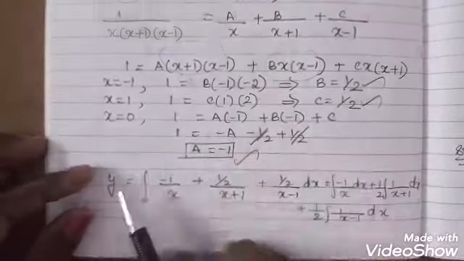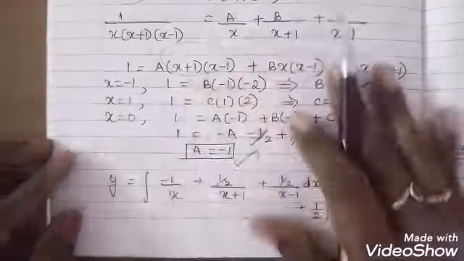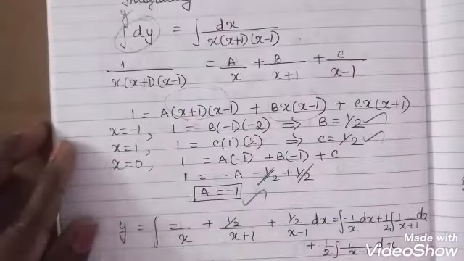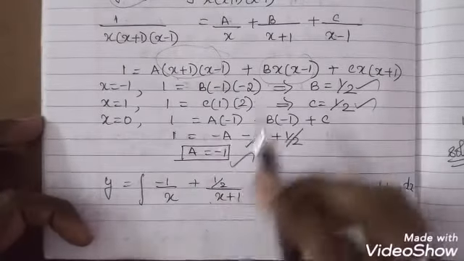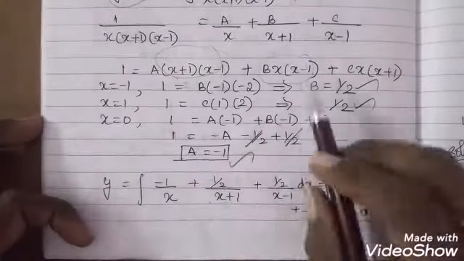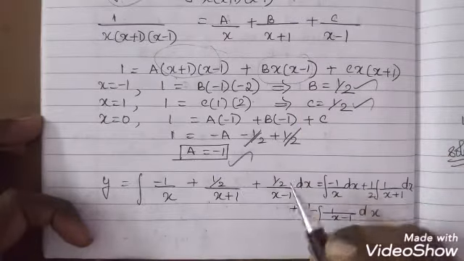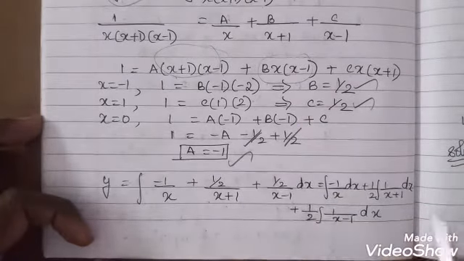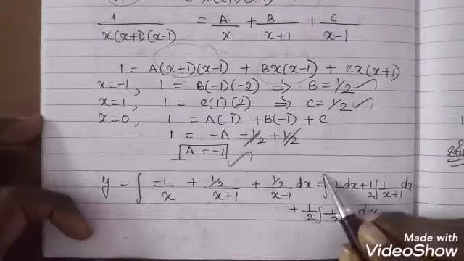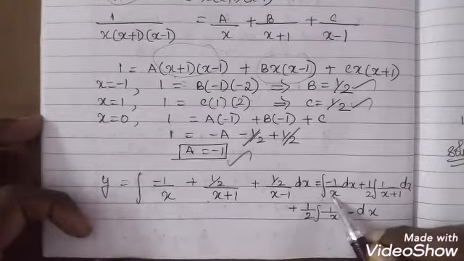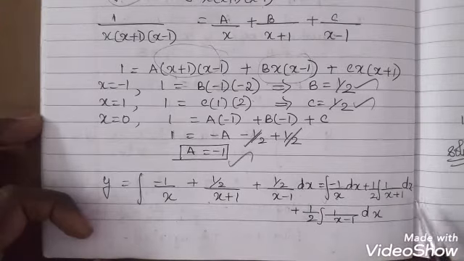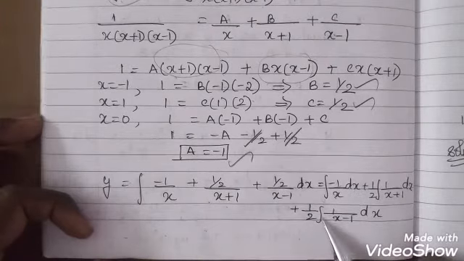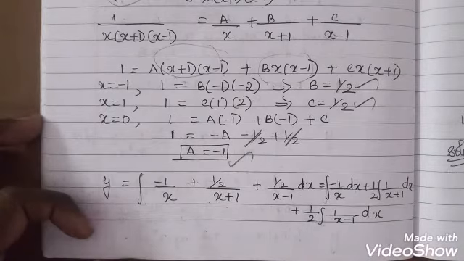So we'll just substitute it here. y is equal to, because how do you get that y here? Integrating this, it will be nothing but y. So here your y is equal to integral of minus 1 by x plus 1 by 2 divided by x plus 1 plus 1 by 2 divided by x minus 1 dx, which is equal to integral of minus 1 by x dx plus 1 by 2 into integral of 1 by x plus 1 dx plus 1 by 2 into integral of 1 by x minus 1 dx.